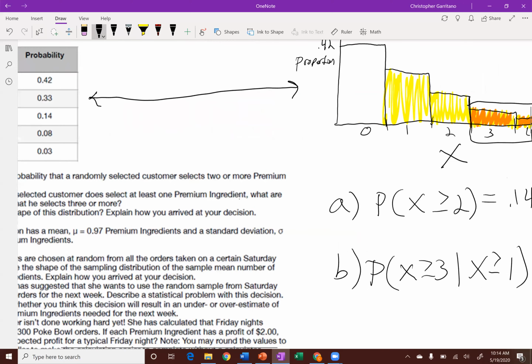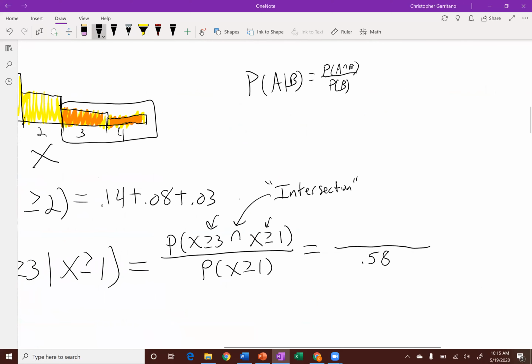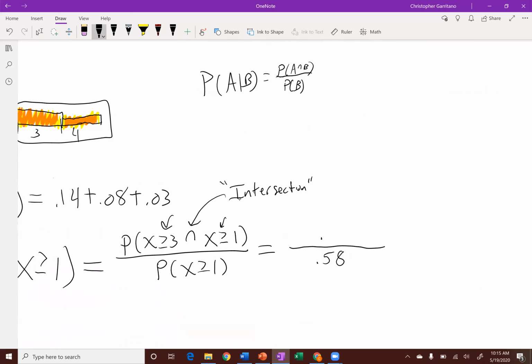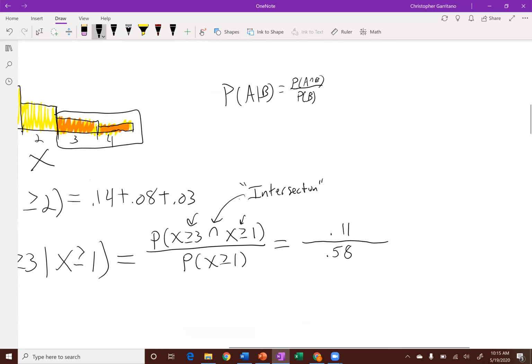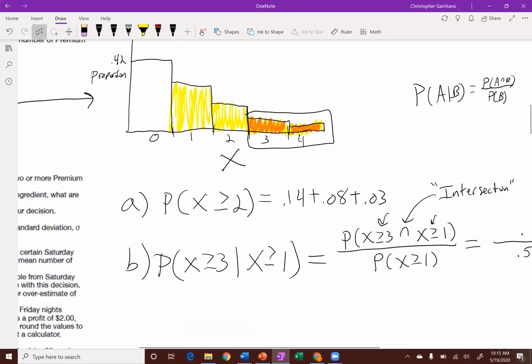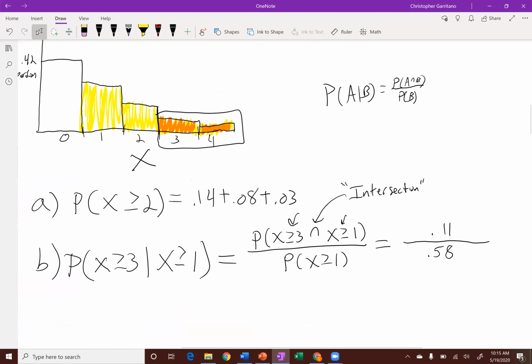And so that would be 0.08 plus 0.03, which is 0.11. So this will be your probability for part B. 0.11 over 0.58.